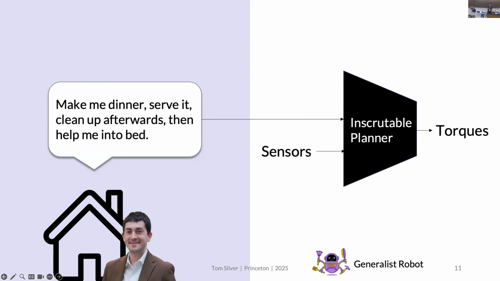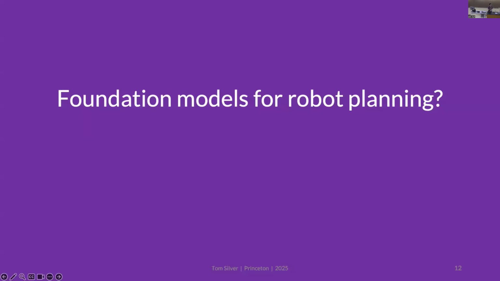I don't want to have just some kind of inscrutable black box planner where I give it a request, maybe in natural language, and it takes its sensors and outputs torques. This kind of black box would not be editable, nor inspectable, nor reusable. And I could certainly imagine cases where I have to go back and forth to kind of try to get the robot to do what I want, and it could be quite frustrating.